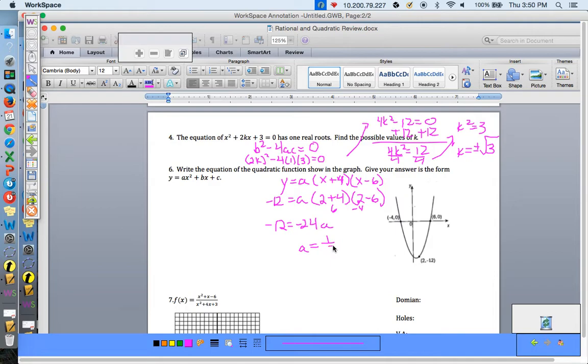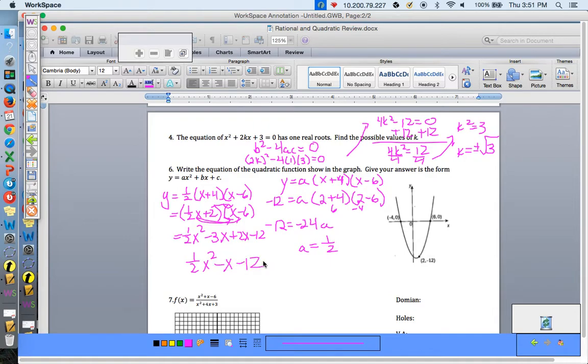So a is 1/2. Plug that in, we have 1/2 times x plus 4, x minus 6, and we can distribute. So we have 1/2 times x plus 2 times x minus 6, excuse me. So we have 1/2 x squared minus 3x, yeah, that's minus 3x, plus 2x minus 12. So we have 1/2 x squared minus x minus 12 in our standard form.